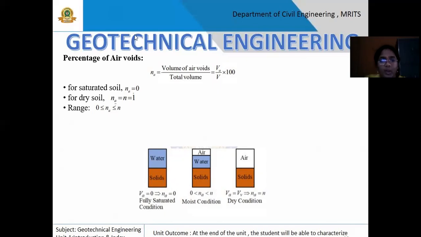So that is why we are taking total volume as the denominator. So Va by Vv into 100. For saturated soils, it's obviously 0, and for dry soil, it will always be equal to 1.